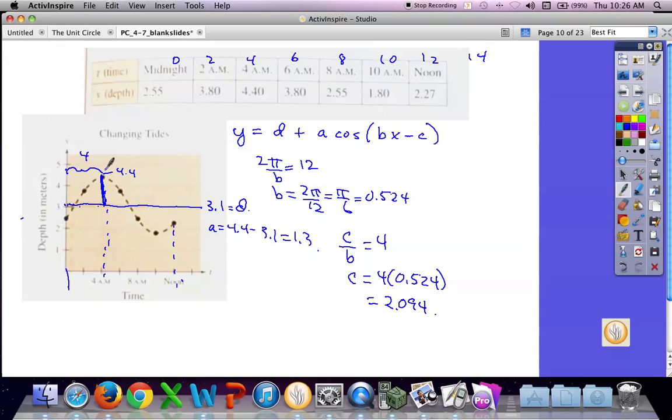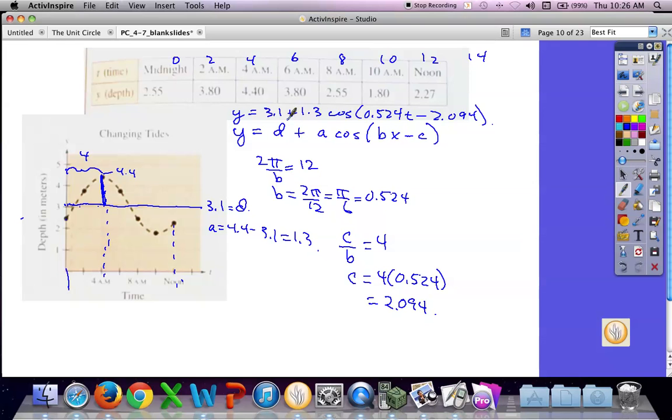So with that, we know all these numbers. Here's the model. Y equals 3.1 plus 1.3 cosine of 0.524, we'll call it T just because it's time, minus 2.094. And if you put this in the calculator so that you could see the data, you could put that equation on Y1 and see whether it goes through the points.